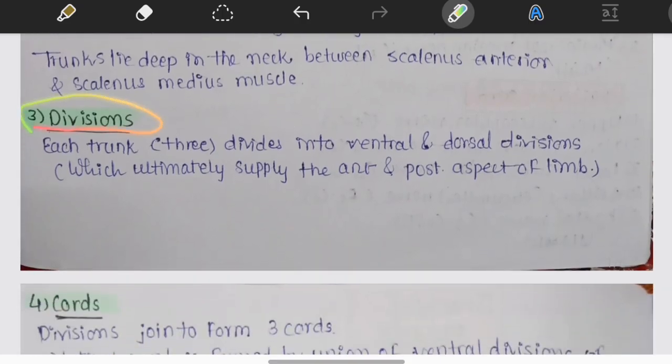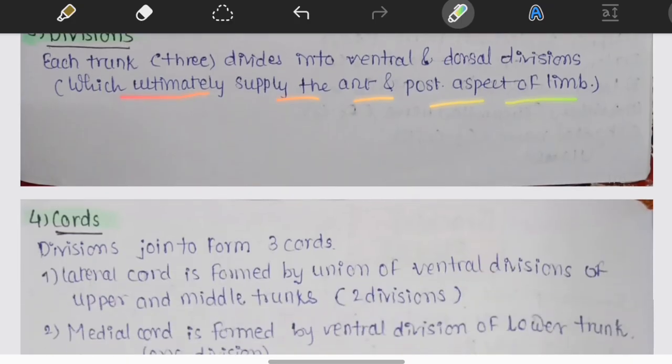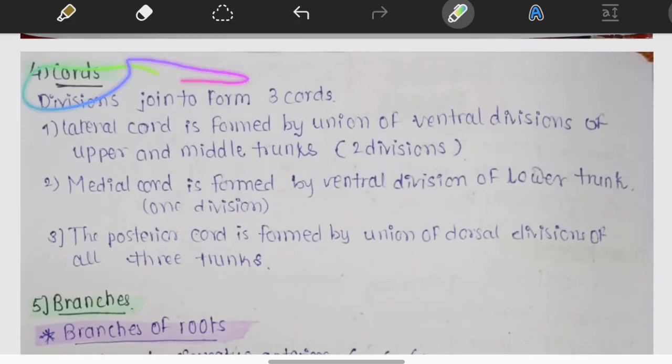Then we will see the divisions. Each of the 3 trunks divides into ventral and dorsal divisions, which ultimately supply the anterior and posterior aspects of the limb. So, cords. Divisions join to form 3 cords. The lateral cord is formed by the union of the ventral divisions of the upper and middle trunks. The medial cord is formed by the ventral division of the lower trunk, and the posterior cord is formed by the union of the dorsal divisions of all 3 trunks.